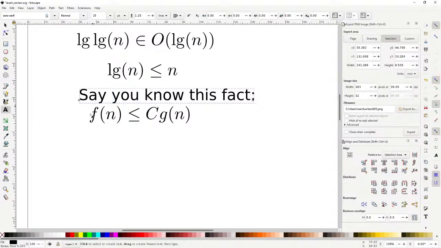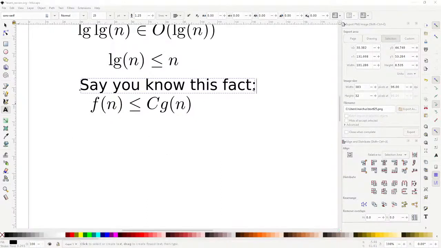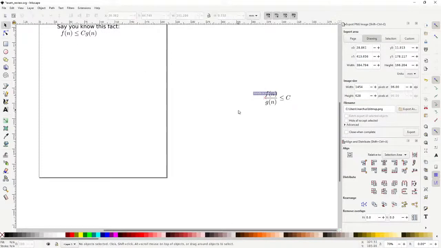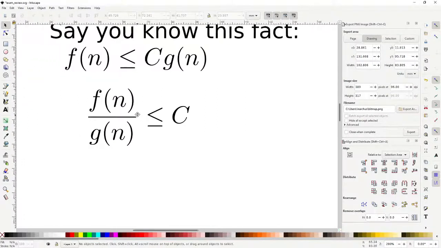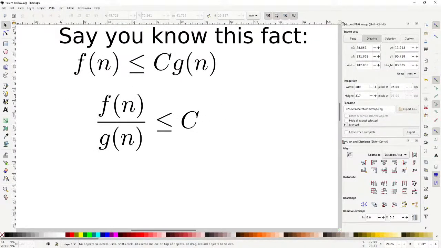This is also exam review, because I'll ask you to do a few of these problems on the exam too. So say you know this fact. Then you also know this other fact, which is that f of n divided by g of n is less than or equal to a constant c, right? You know this is true. And so the point is that if you know that f of n over g of n is less than or equal to a constant c, then you know that f is big O of g.